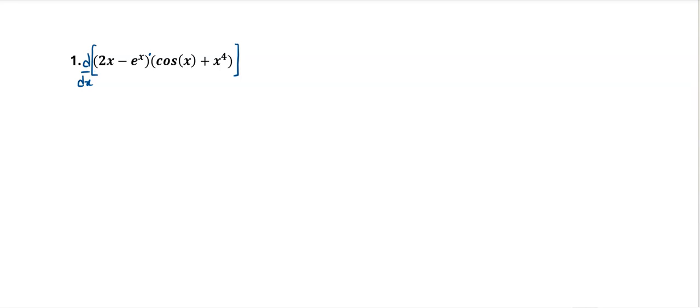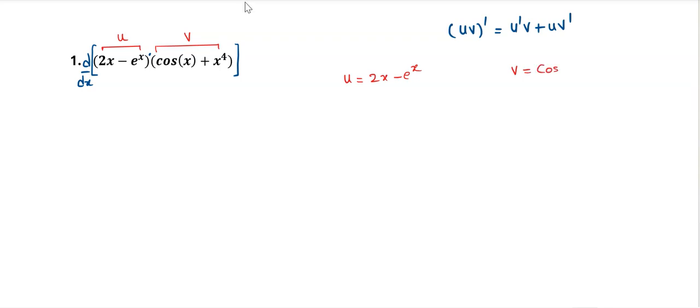So what is the product rule? It says that if you are using this notation, u dot v, its derivative is u dash v plus u v dash. So the first thing that we should be doing is selecting u and v. Let's write down u equal to 2x minus e power x, v equal to cos x plus x power 4.